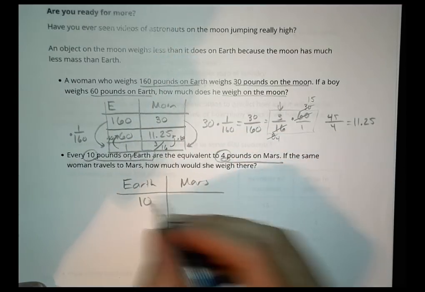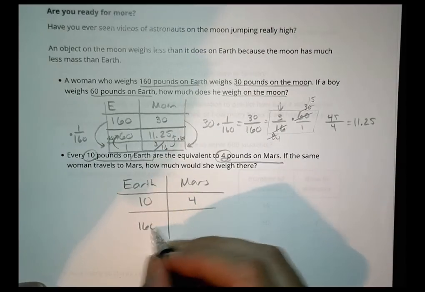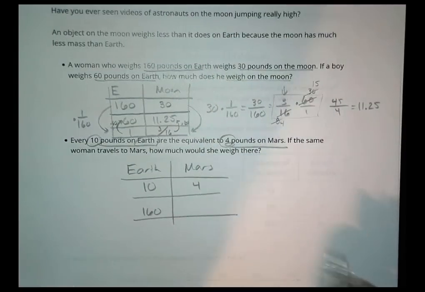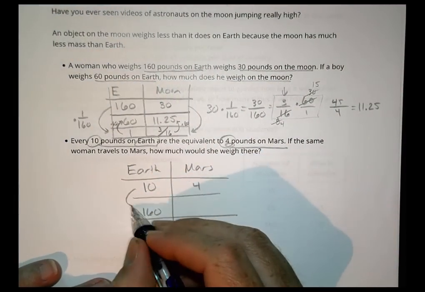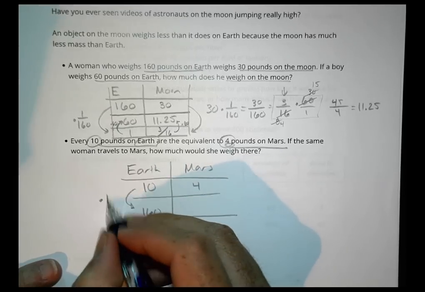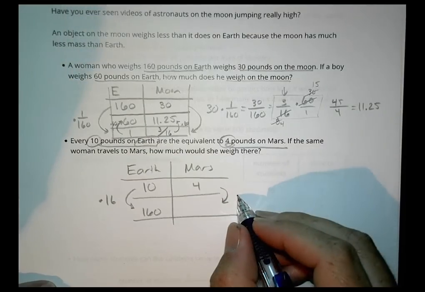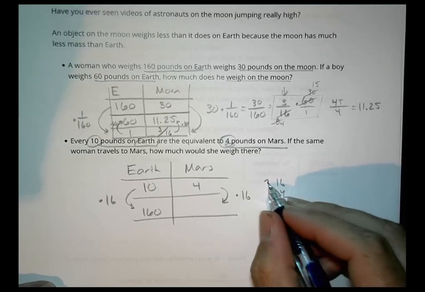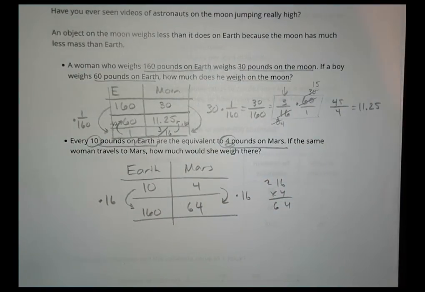So Earth is 10, Mars is 4. This lady was 160. And we don't know what she is on Mars. We'll figure that out there. So to go from 10 to 160, that is a nice one because I can multiply that by 16. Which means I could take the Mars rate and multiply it by 16. And 16 times 4, it's going to be 64. So she would weigh 64 pounds on Mars. Alright, so there's that one, looking good.